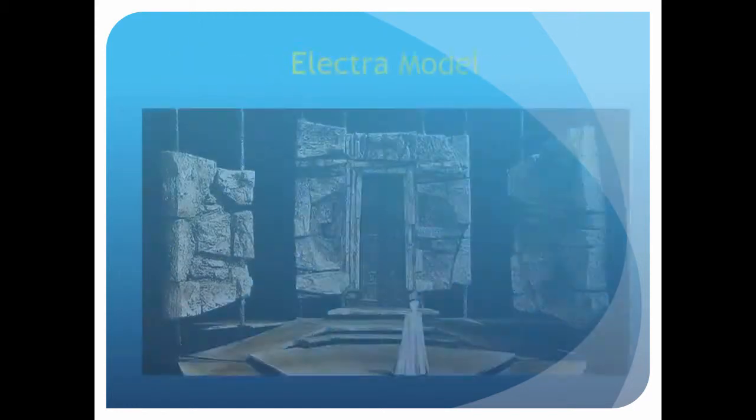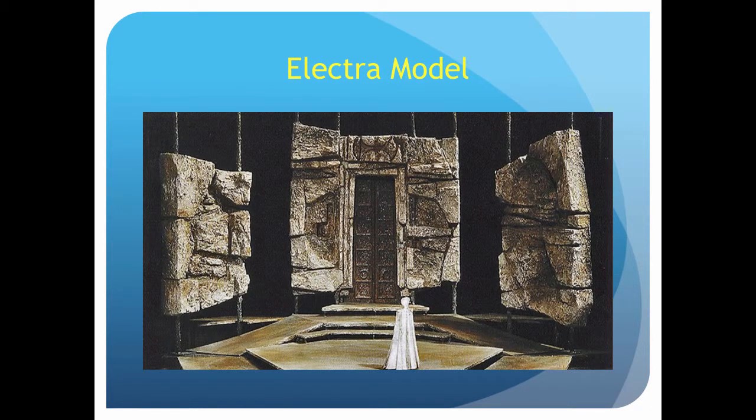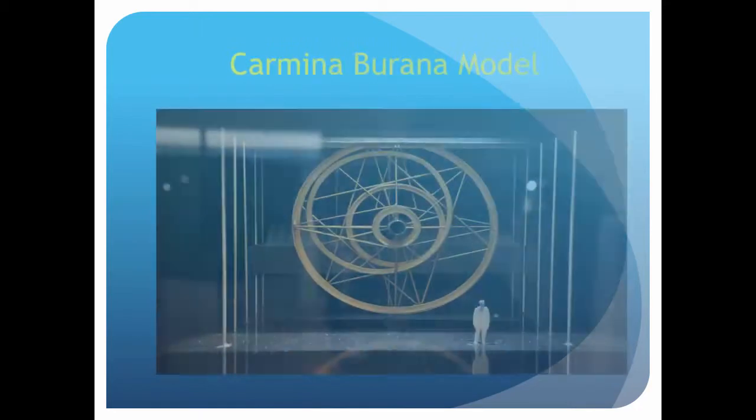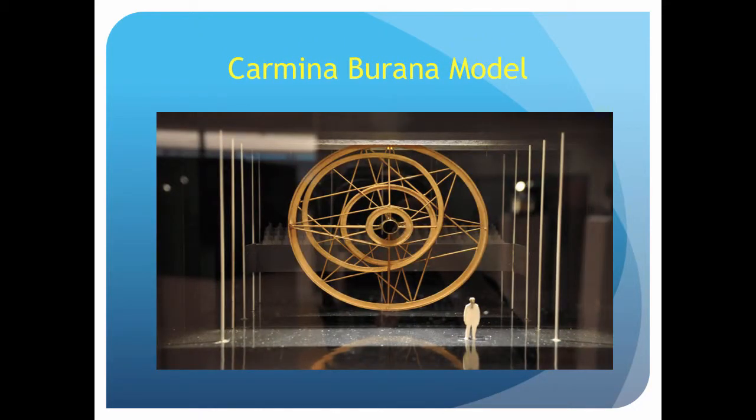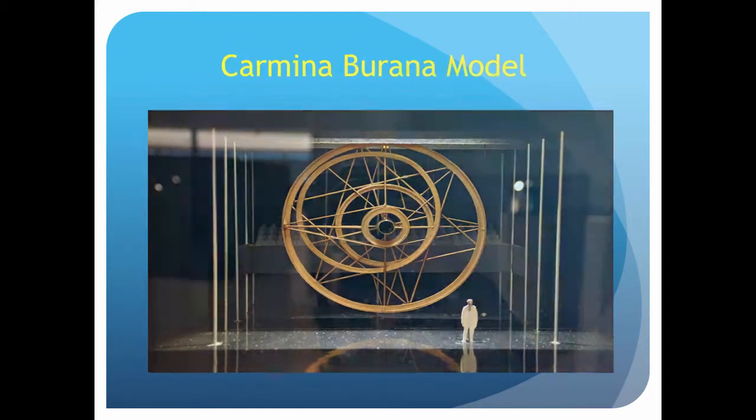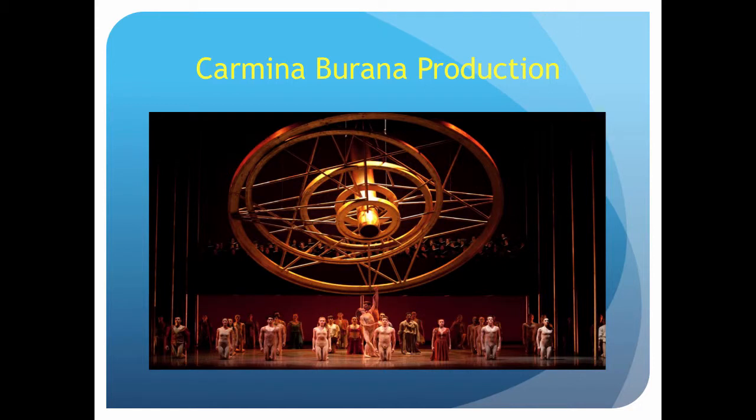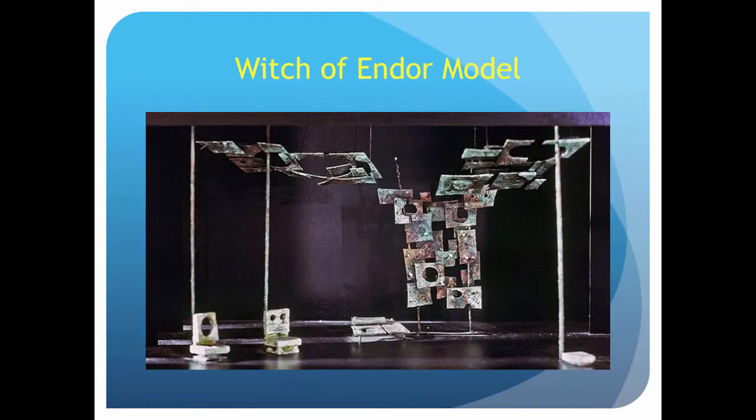This is A Moon for the Misbegotten in 2005. This is Electra, the New York Shakespeare Festival, really a non-literal abstract design. And these were all in an exhibit of his models at the Yale School of Architecture Museum. And this is a model for Carmina Burana, and here's a production photograph of that show. He also worked with Boris Aronson, sees constructivism in his designs, non-objective art. This is The Witch of Endor, and this was done for the Martha Graham Dance Company, 1965.